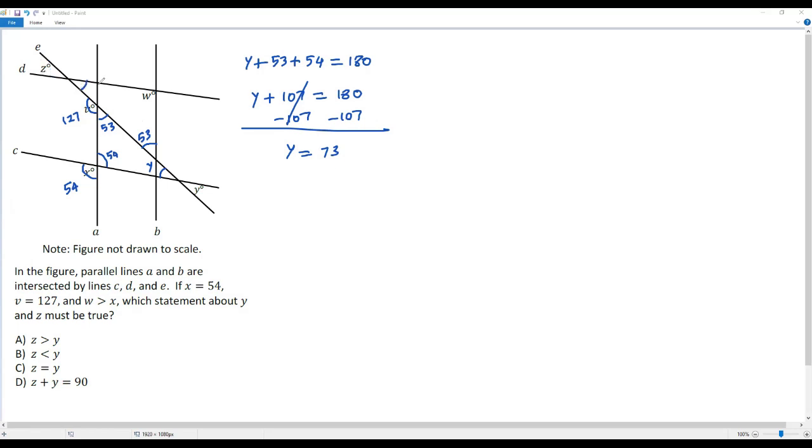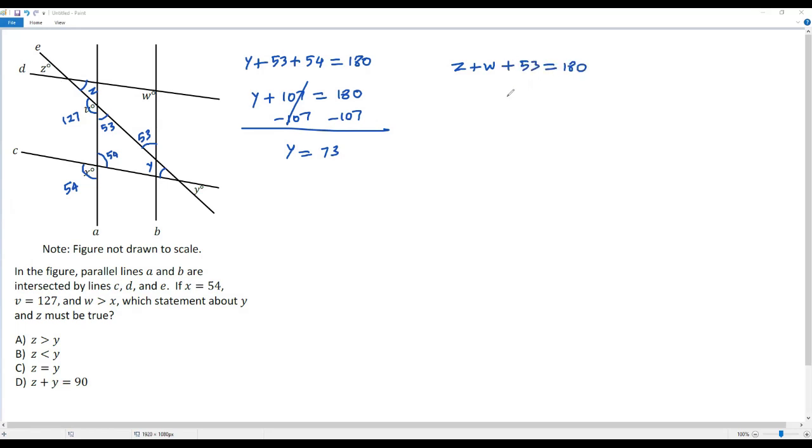Then what is the measure of this one? This one also is z, because these two angles are vertically opposite angles. Now let's consider the triangle we have over here. In this triangle, these three are the interior angles, and they will add up to 180 degrees. That is z plus w plus 53 equals 180.